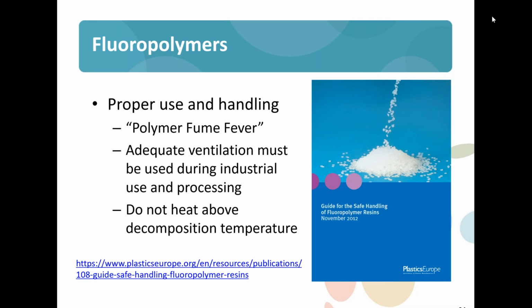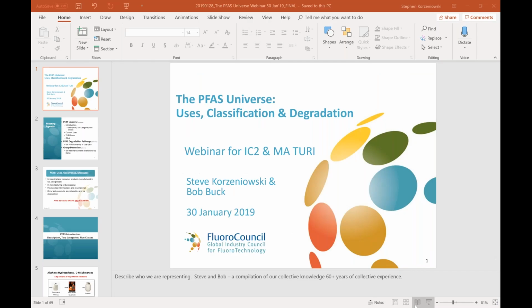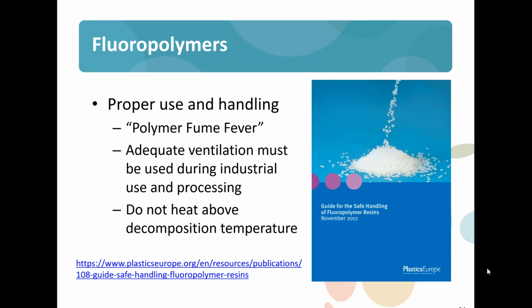We know, and others do know, that when you thermally process fluoropolymers, there can be some fumes that come off of them. And in an industrial setting, adequate ventilation must be spec'd in to handle that. In a non-industrial setting, the only time that we know of where polymer fume fever occurs, at least that I'm aware of, is when the polymers are heated above their thermal decomposition temperature. And the most obvious example that people have called out over the years is nonstick cookware.